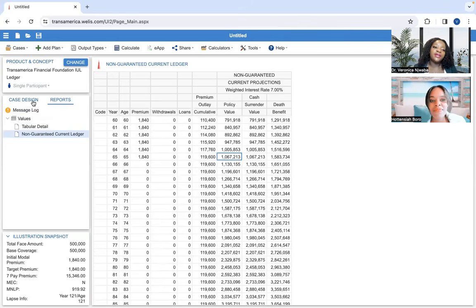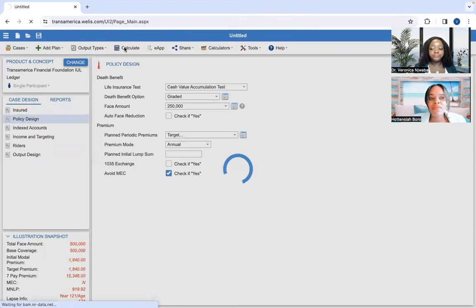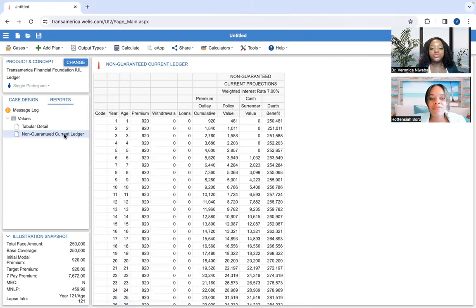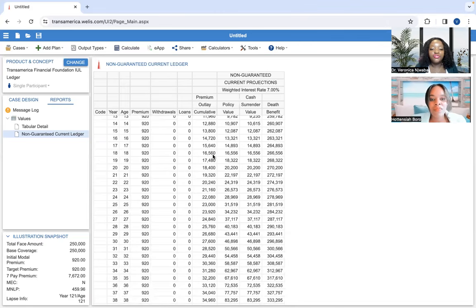Now, what if the parent says, I'm a single mom, I have so many kids? Can I just start with something small? Absolutely. They can start with one of the smallest coverages. This is 250,000. When they do 250 coverage, for this child, annual contribution is what? 920. You see? 920, they have 481 growing. Fast forward, by the time this child is at the age of 18, they have $16,000 already.